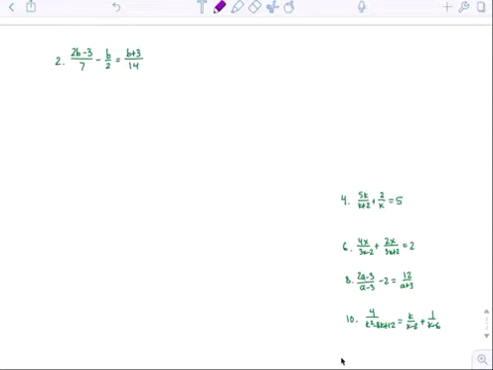Alright, so for number 2, as you can see, I'm going to go for the even ones. So number 2, LCD, the common denominator is 14. That means I multiply my whole entire equation to both sides by 14.